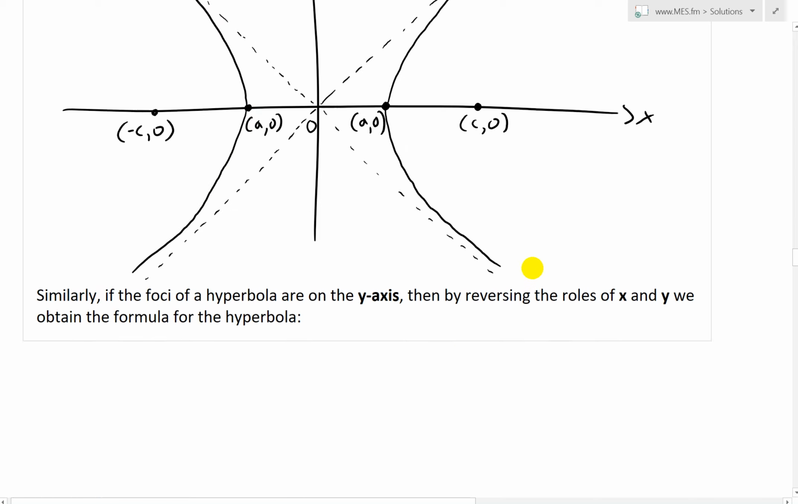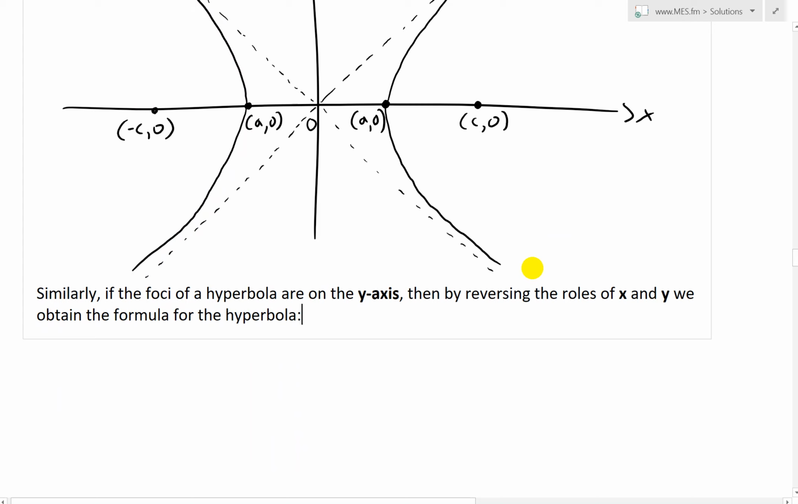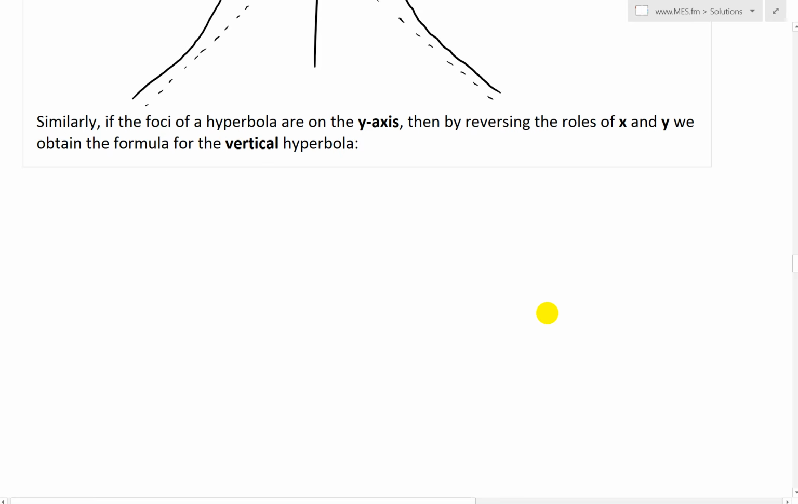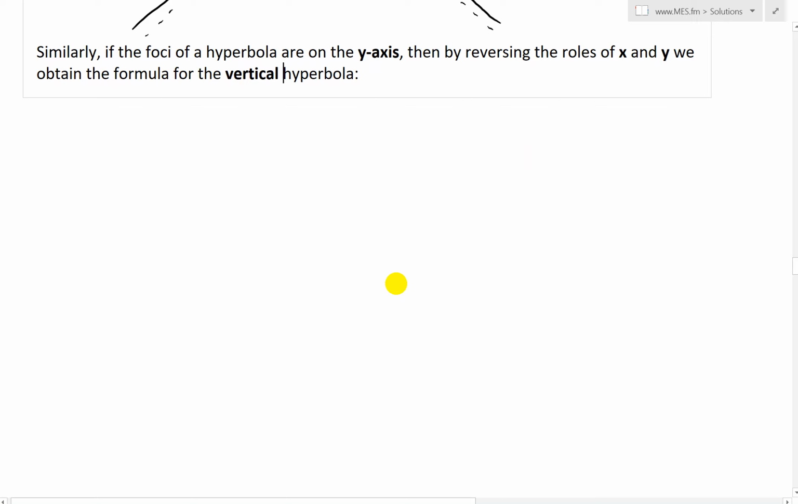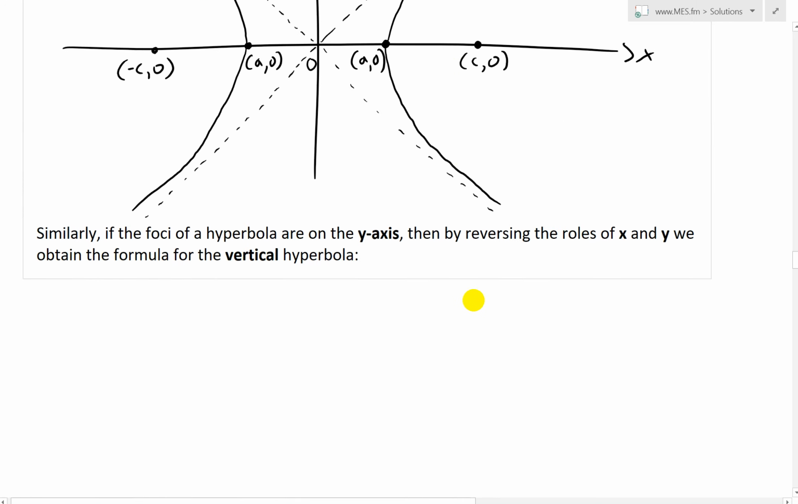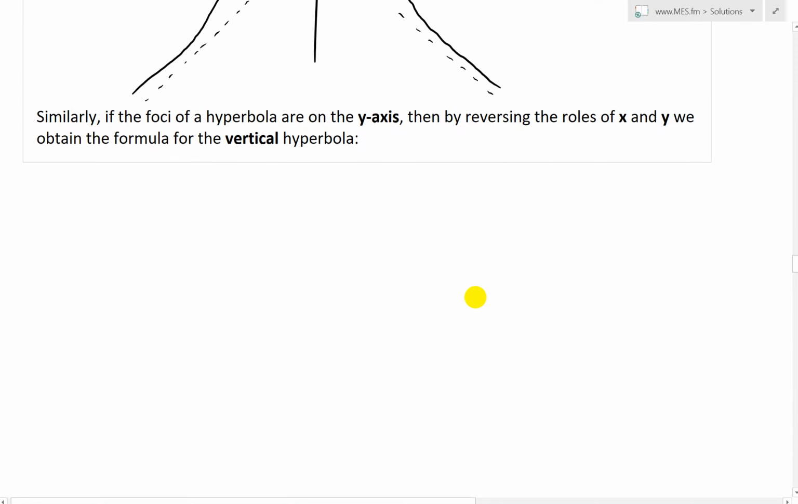And now, similarly, if the foci of a hyperbola are on the y-axis, then by reversing the roles of x and y, we obtain the formula for the hyperbola. Or actually, I'll just call it the vertical hyperbola. So we reverse the x and y's, as explained in my last video on the vertical hyperbola asymptote lines for the slant asymptotes. So we have y squared over a squared, and then we subtract x squared over b squared, like that. And this equals 1.